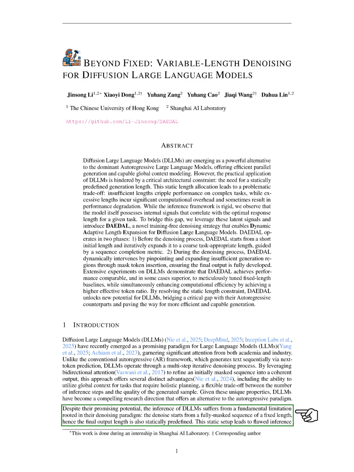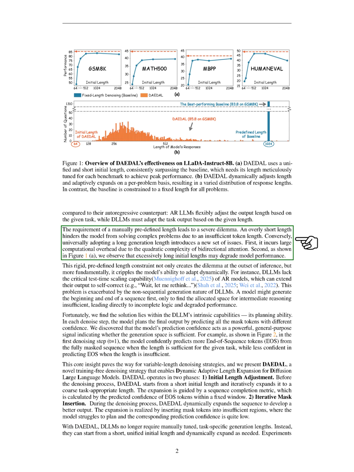However, DLLMs face a significant limitation due to their fixed-length denoising process. They start with a fully masked sequence of a set length, which means the final output length is also predetermined. This rigidity can lead to problems. If the length is too short, the model struggles with complex tasks. If it's too long, it incurs high computational costs and can even degrade performance. Additionally, DLLMs lack the ability to adjust their output length dynamically, unlike autoregressive models that can extend their output to refine their responses.